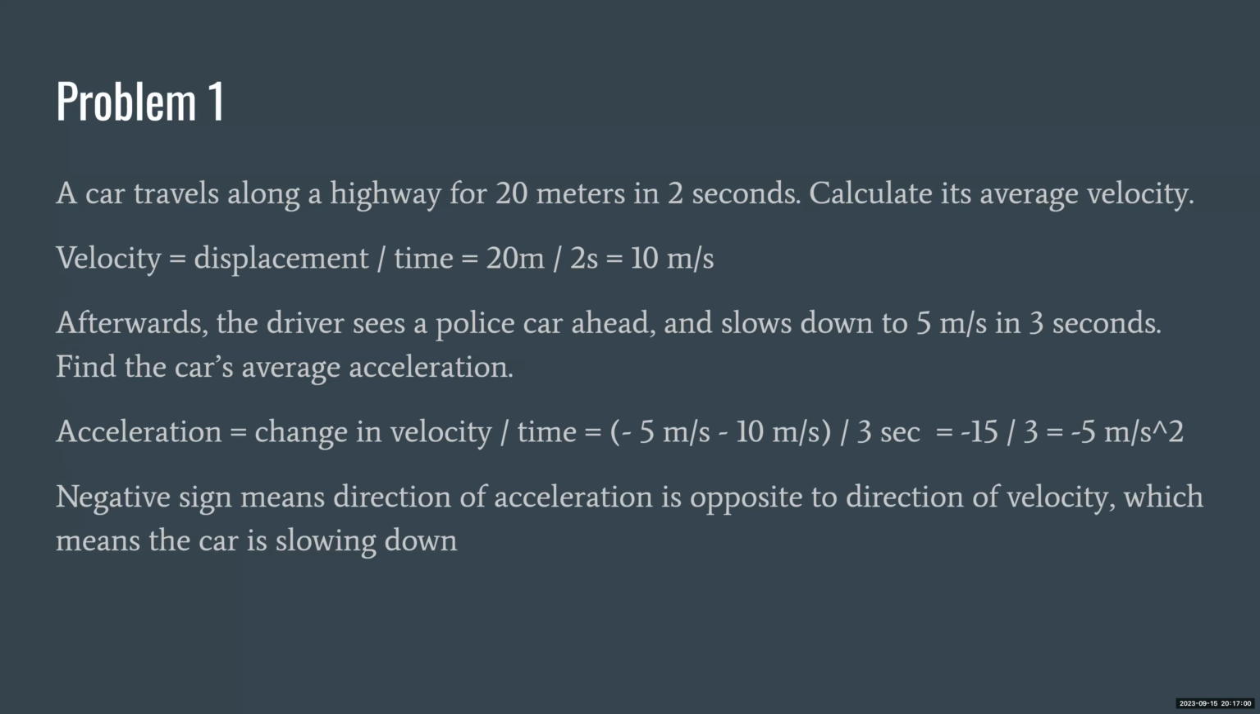And then for the second part, we know that acceleration is the change in velocity over time. So the change in velocity is the final velocity minus the initial velocity. So the final velocity will be -5, and then initial will be -10, and then we divide that by 3 seconds, which is the time. So -15 over 3 equals -5 meters per second squared, and that's our acceleration.